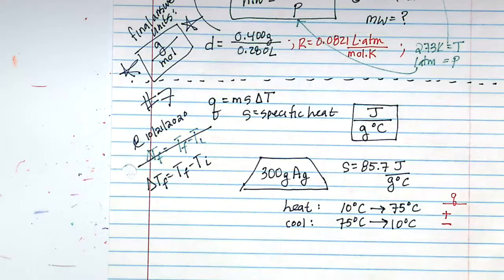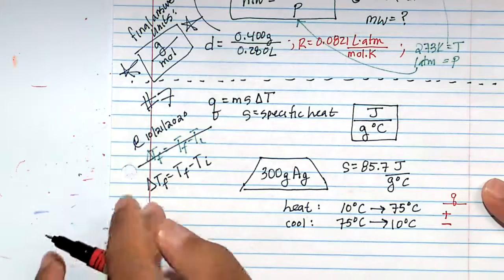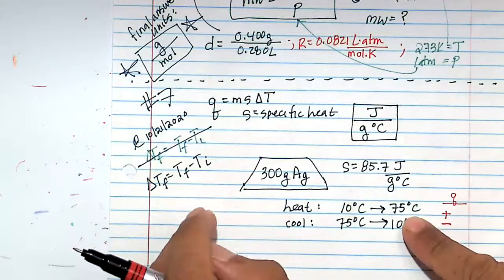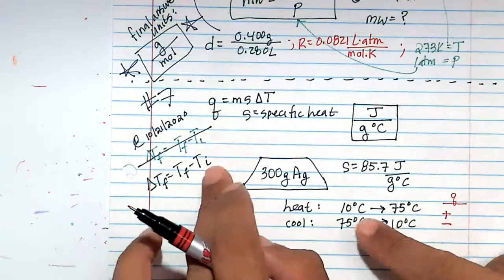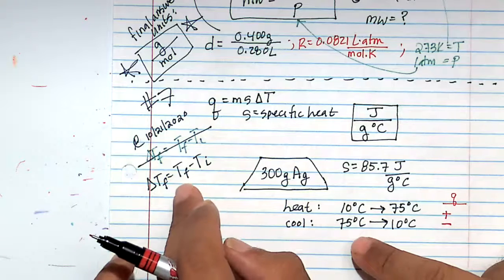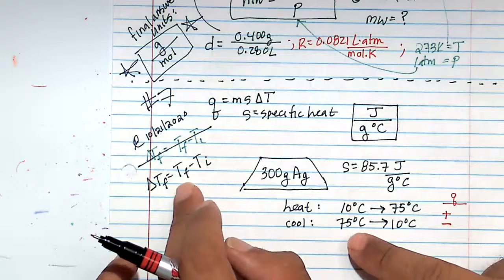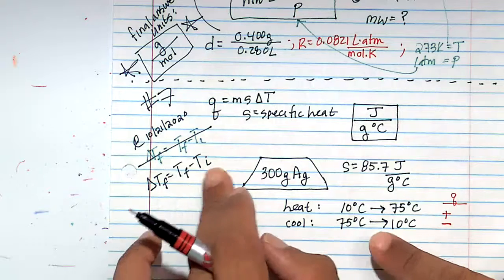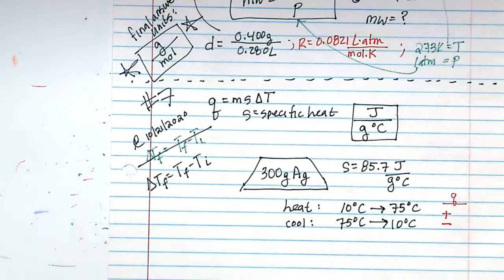And then final minus initial. Okay, you just plug everything in here. Final here is going to be, what is that, 75 minus 10. And then for cooling, it's going to be, final is 10 minus 75. So make sure you know what your final temperature is. Make sure you know what your initial temperature is.